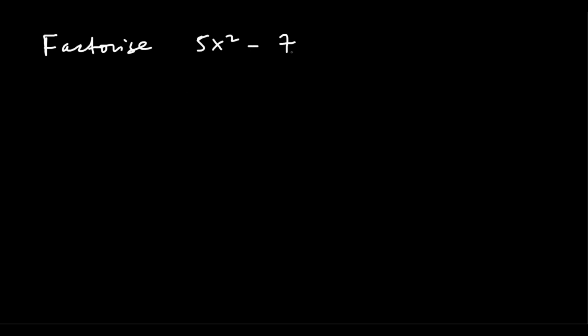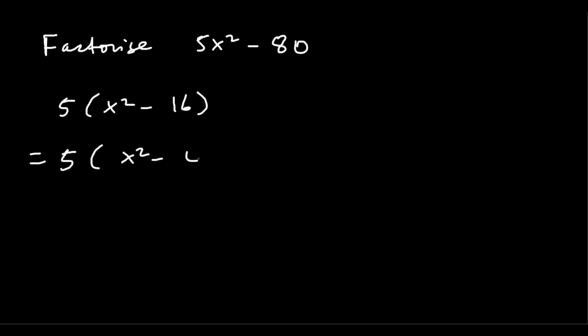Okay, let's try this example. So factorize 5x squared minus 80. So again, we can't write this term or this term as a square number, but we can take out a common factor of 5. And then we can just use difference of squares from this expression. So it would be x squared minus 4 squared, and that becomes x minus 4, x plus 4.